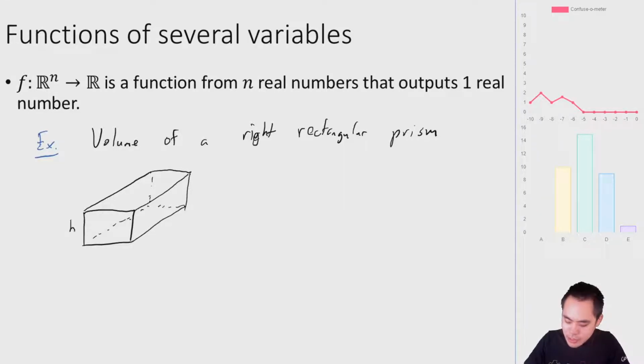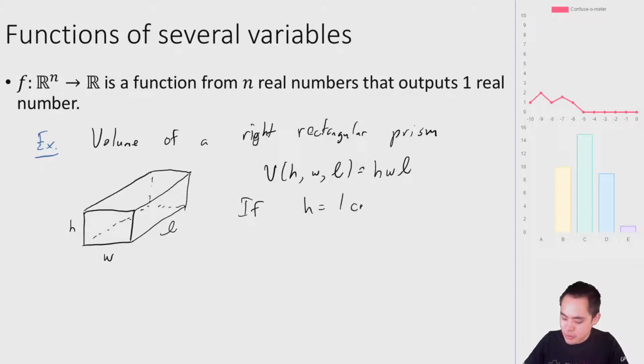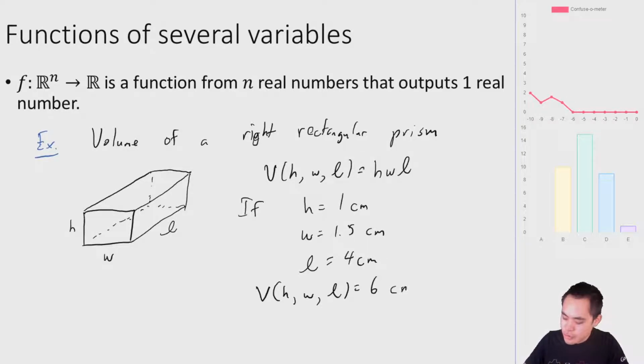So where you have a height, you have a width, and you have a length. And so then the volume of the height, width, and length is just equal to multiplying all these together. So if h is equal to 1 centimeter, w is equal to 1.5 centimeters, and L is equal to 4 centimeters, then the volume of this right rectangular prism is equal to 6 cubic centimeters.